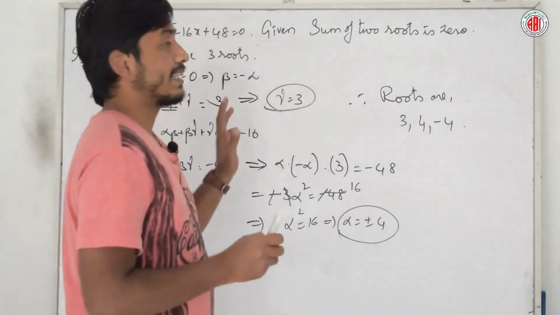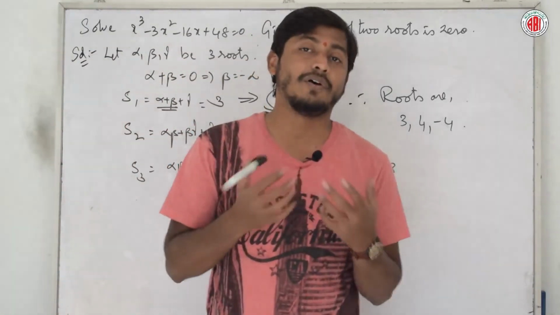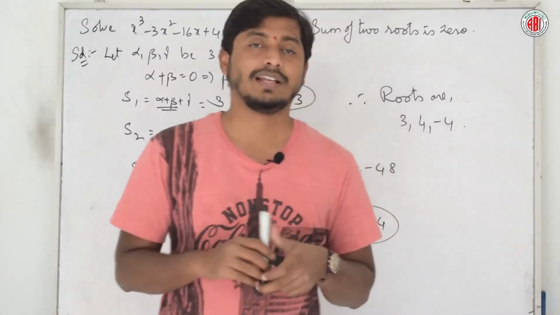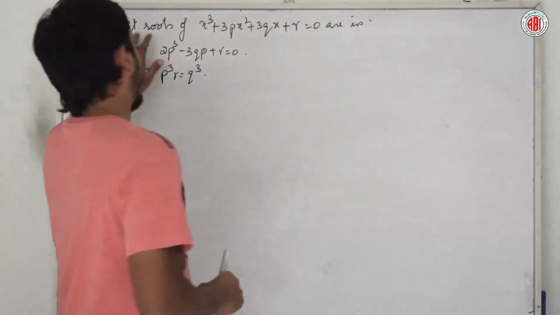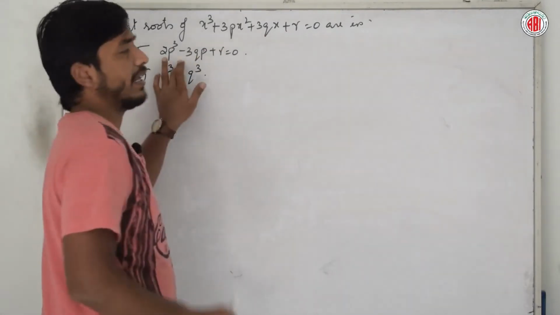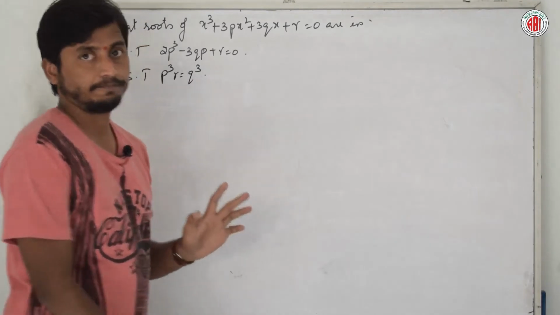Done? Did you understand? This is a very simple sum and a very basic sum of all the LAQs which we are going to do in this chapter. Shall we continue? Let's do. Look at the question here. It is given that the roots of this cubic polynomial are in AP, then he is asking us to show that condition. If they are in GP, he is asking this condition.